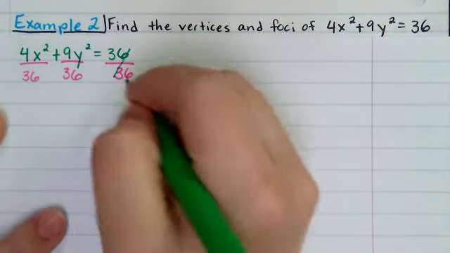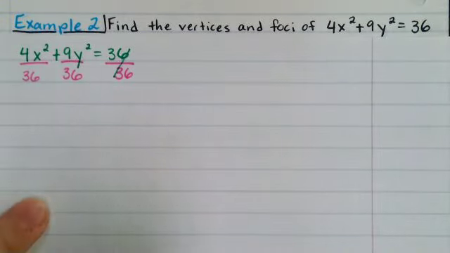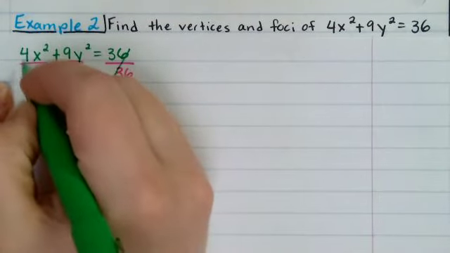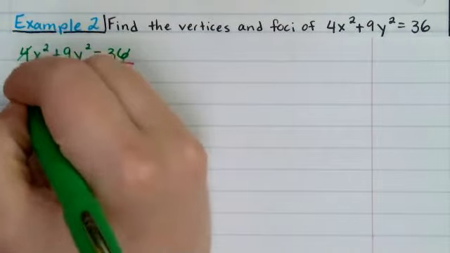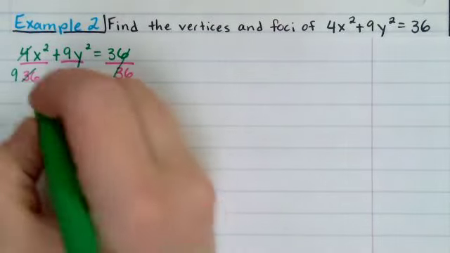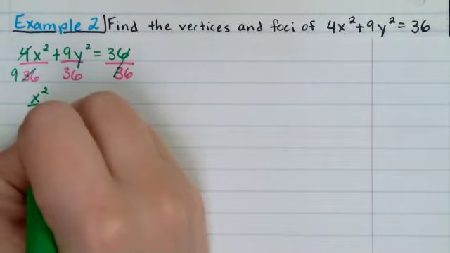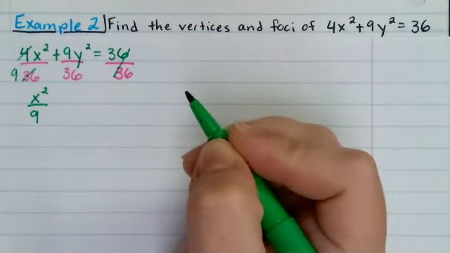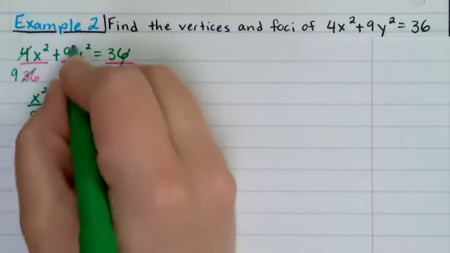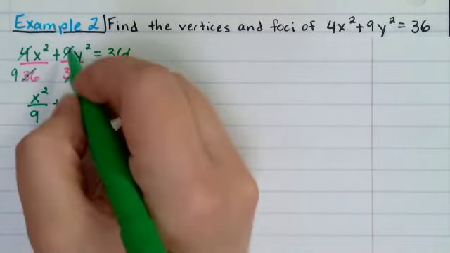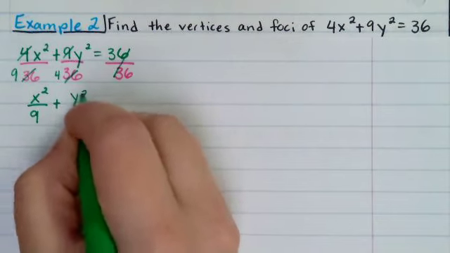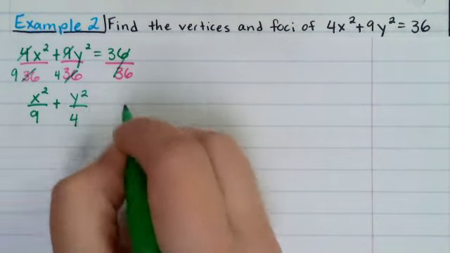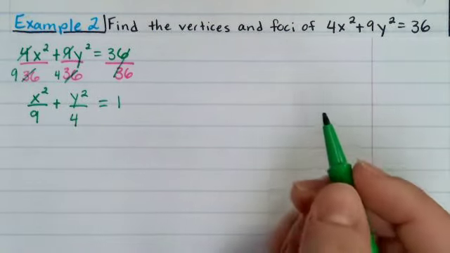All right, these guys cancel out. It'll just leave a 1 on that side. But on this side, this is going to reduce a little bit. 4 over 36 will reduce to be over 9. So this is really going to be x squared over 9 right there. Then we also have this 9 and the 36 will cancel. 9 goes into 36 4 times. So we'll end up with a y squared over 4. And this is equal to 1.